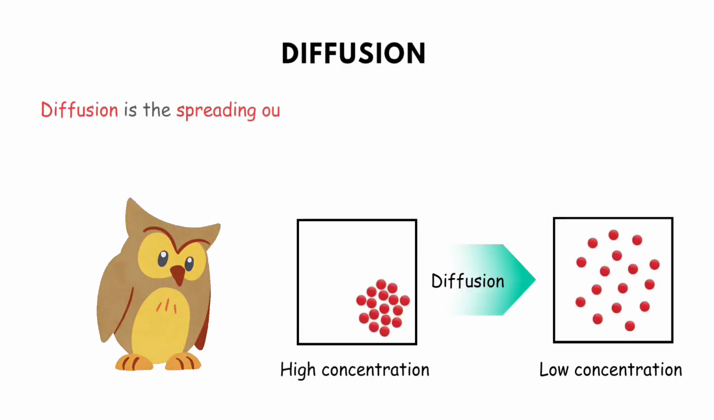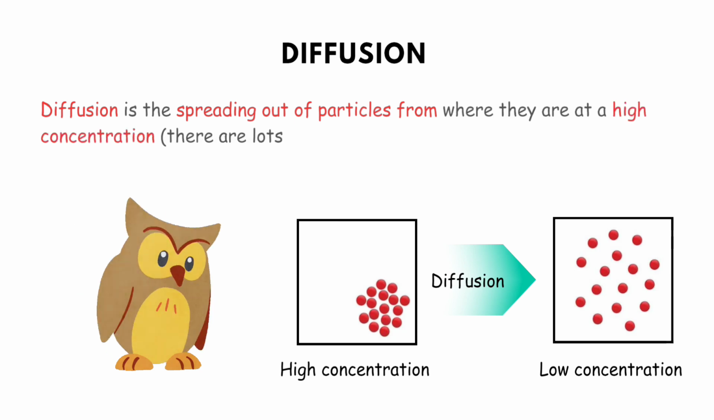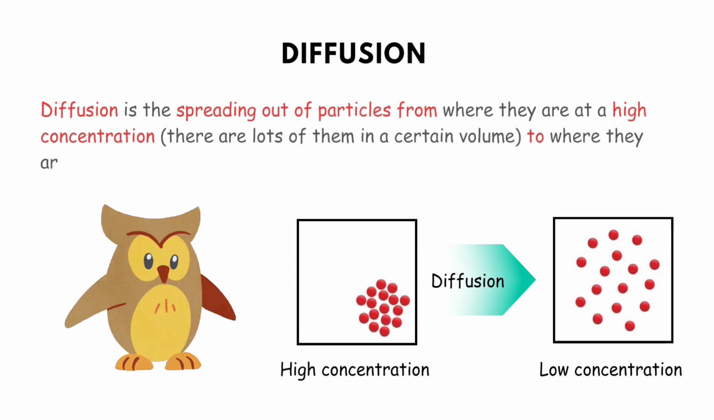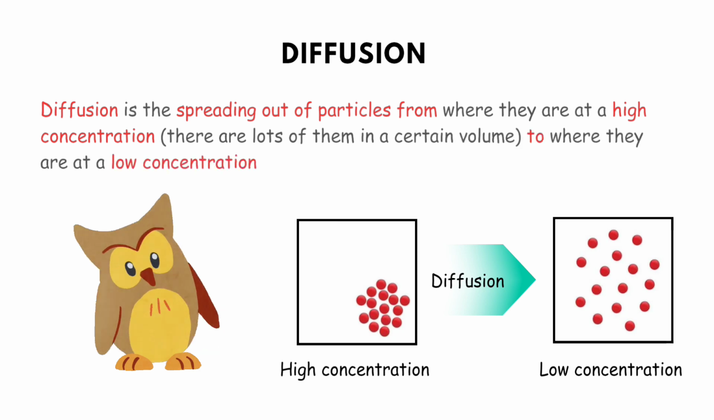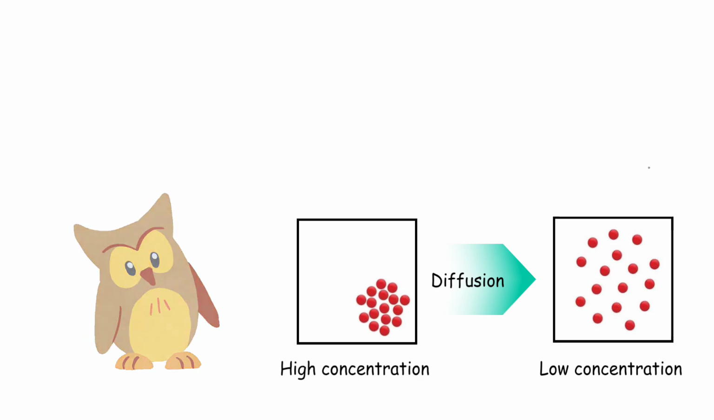Diffusion is the spreading out of particles or the movement of particles from where they are at a high concentration, which means there are lots of them in a certain volume, to where they are at a lower concentration, which means there are only a few of them in a certain volume. So diffusion basically means that the particles move from high concentration to lower concentration. Let's look at another similar scenario.